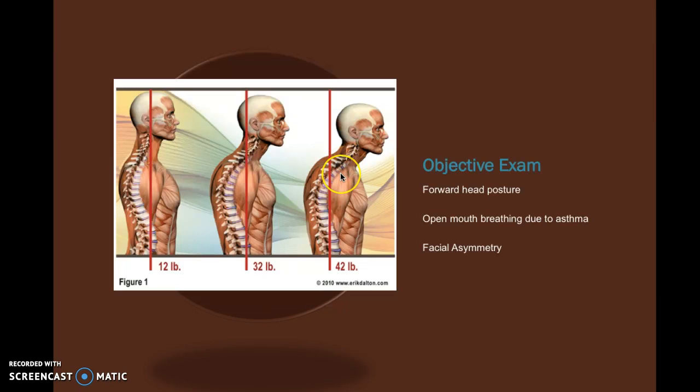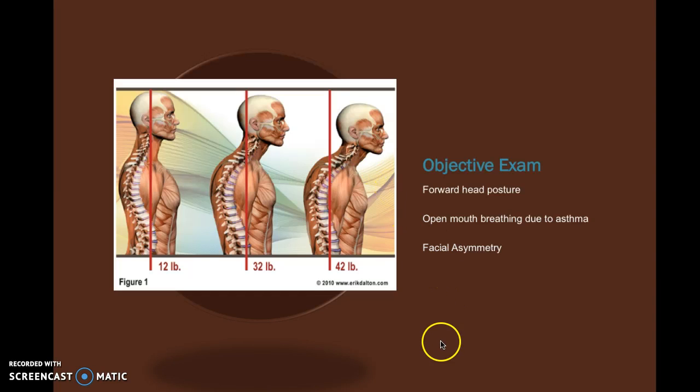So the forward head posture plays a huge role in the temporomandibular joint disorders, because you can imagine the farther the head goes forward, the more tension and pressure there are on the infra and suprahyoids, creating a retro force on the mandible.